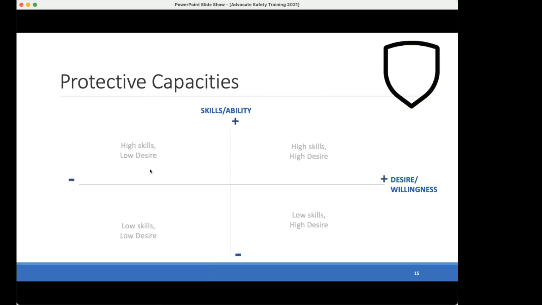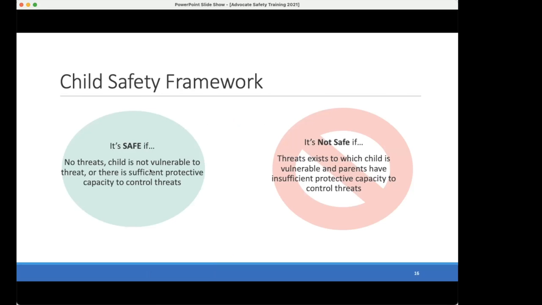So in summary, it is safe if there are no threats. If there are threats, the child is not vulnerable to those threats. Or if there's sufficient protective capacity, if there are threats to which the child is vulnerable, or if there's stuff that we can put in place to keep the kids safe. It's not safe if there are threats that exist to which the child is vulnerable and the parents have insufficient protective capacity to control those threats.